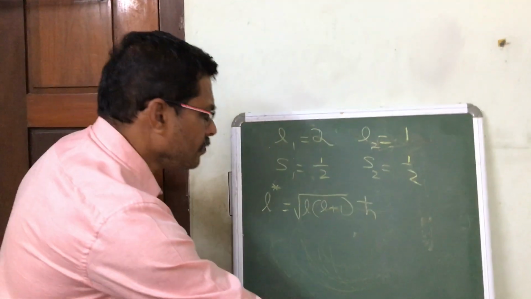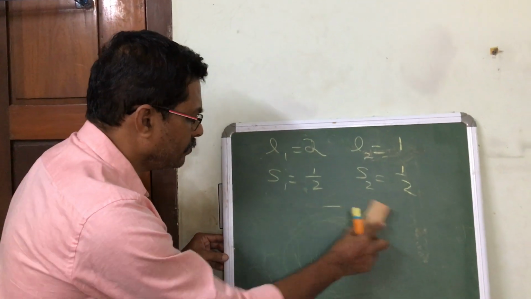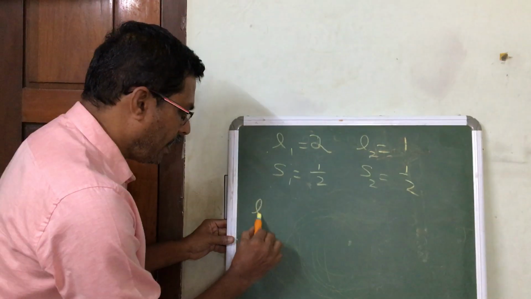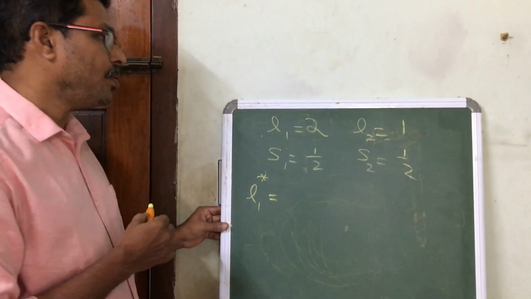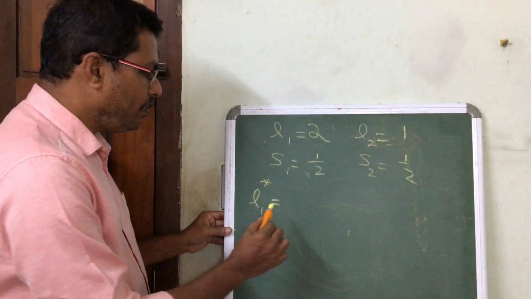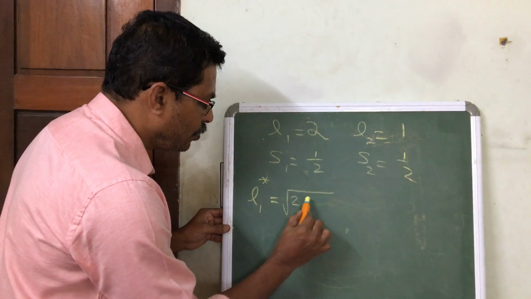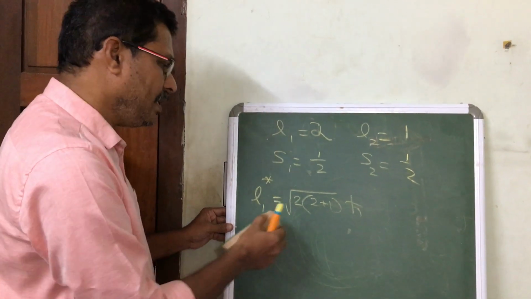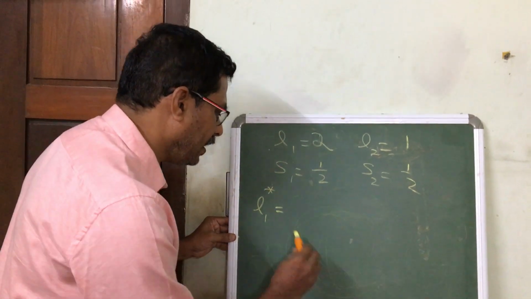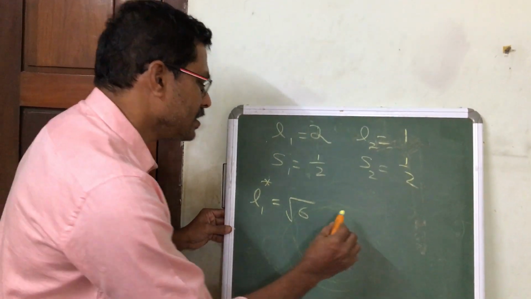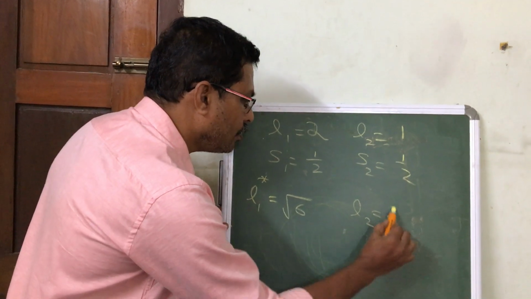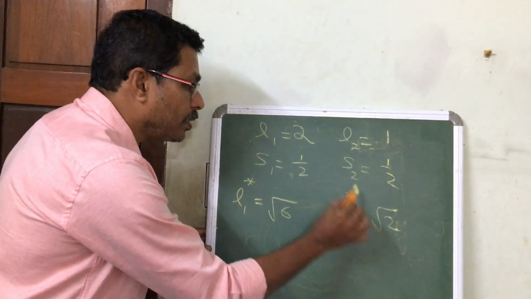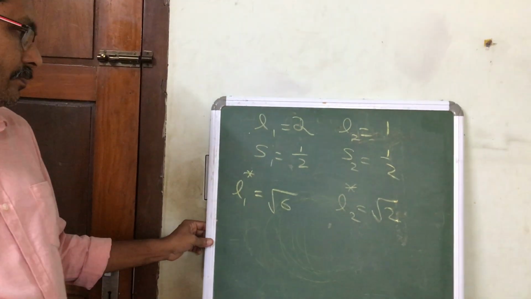So for this L1, what will be this L1 star? That you can calculate, and that value will be equal to root of 2 into 2 plus 1 into h cross, or in simple terms you can consider it as root 6. Similarly, L2 star is equal to root 2. Not L2, you have to write it as L2 star.